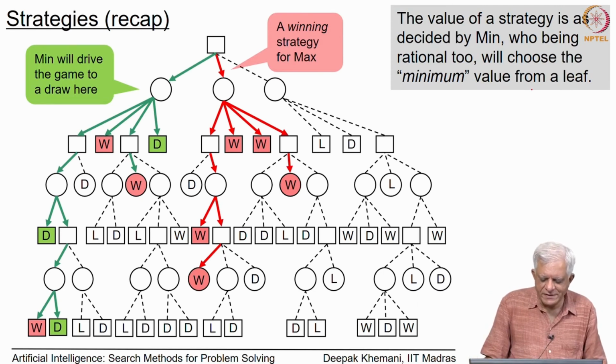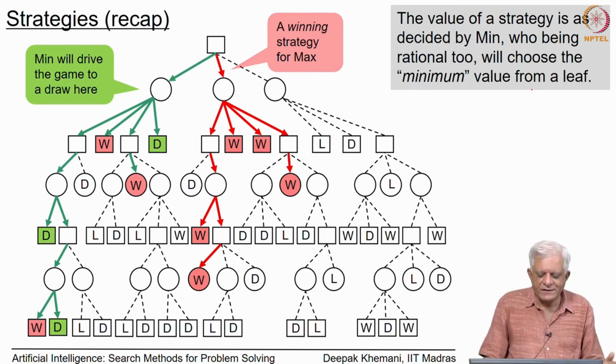One is, let us say, a red strategy in which all the leaves are labeled with W nodes. So, it is a winning strategy, because min has no choice but to choose one of these winning leaf nodes, whereas the strategy on the left, which is a green strategy, has a mix of win and draw nodes, and clearly because max has frozen max's choices, min is the one which is left to choose. Min will drive the game towards a draw in this particular strategy, if max were to say that this is my strategy.